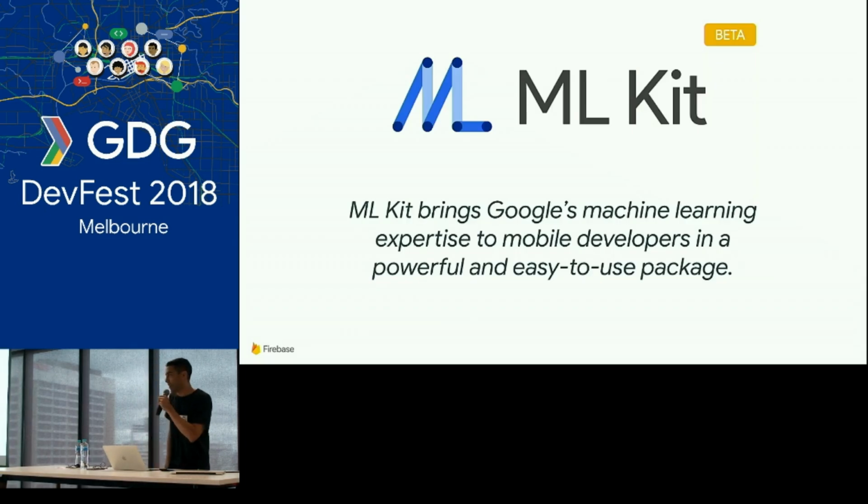So I guess the catchphrase for ML Kit, in case you haven't heard of it: ML Kit brings Google's machine learning expertise to mobile developers in a powerful and easy to use package. And for those of you who have used our other Firebase products, hopefully you've had a satisfying developer experience. I think it's a pretty good developer experience. Always really easy to use APIs, really nice documentation, and usually really quick to get up and running doing something really powerful in your mobile apps.